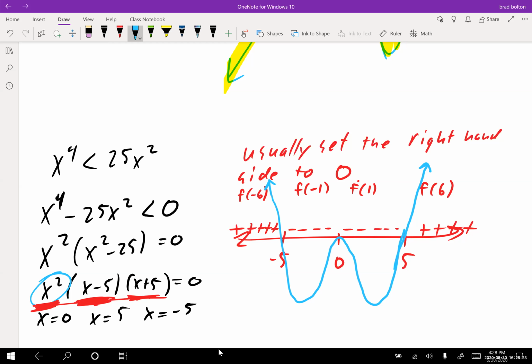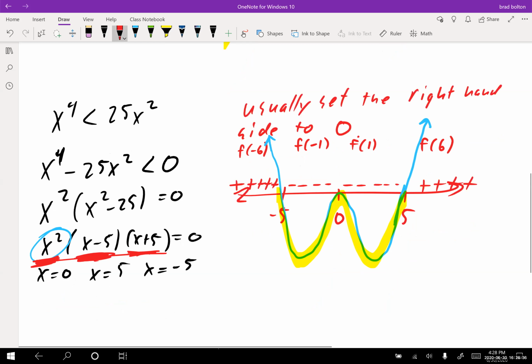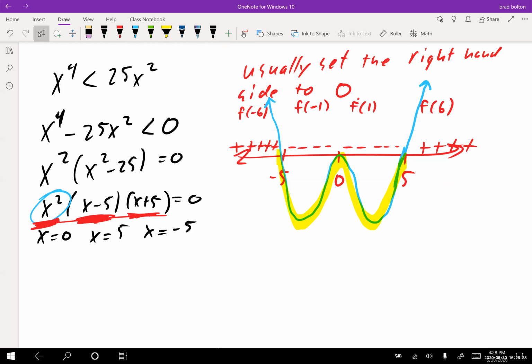And now I see why we have negative twice, is because in both of these locations, it's below the x-axis. So then when we go to write our answer, now here's the catch. The solution says less than 0. So we only care when it's negative. So that would be from negative 5 to 0, union 0 to 5.